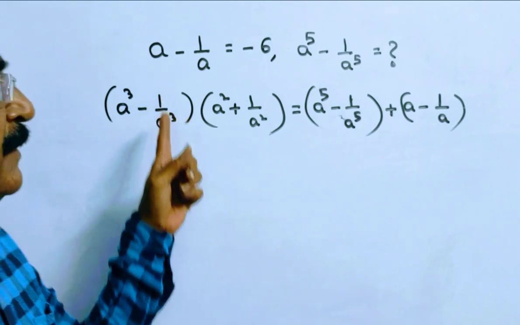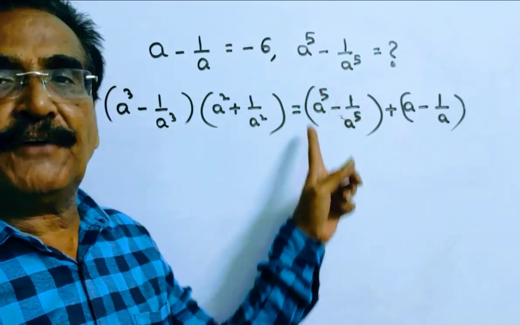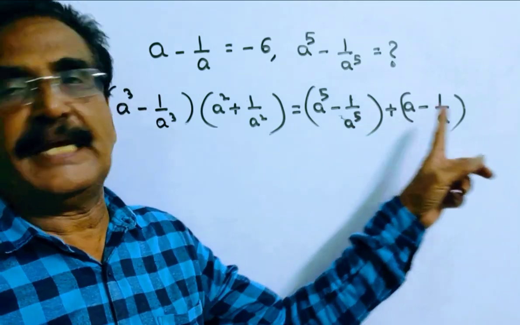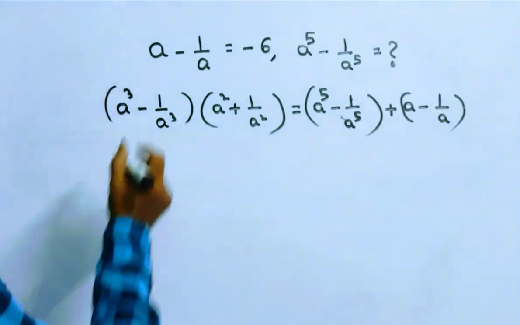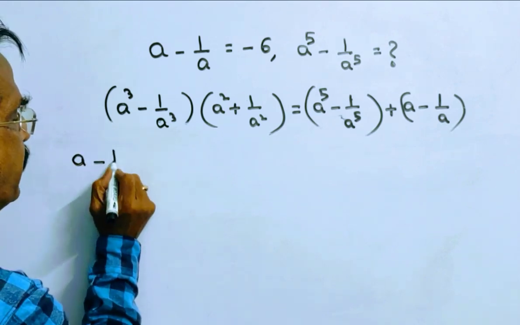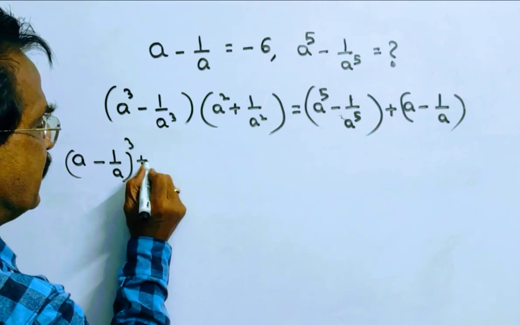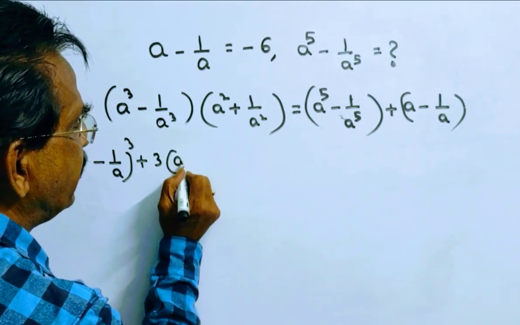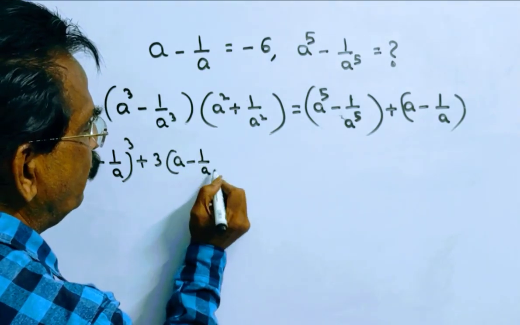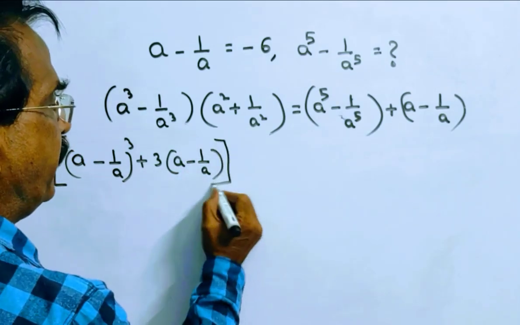(a cube minus 1 by a cube) into (a square plus 1 by a square) is equal to a power 5 minus 1 by a power 5 plus a minus 1 by a. Friends, a cube minus b cube is equal to (a minus 1 by a) whole cube plus 3 into (a minus 1 by a). This is a cube minus 1 by a cube.